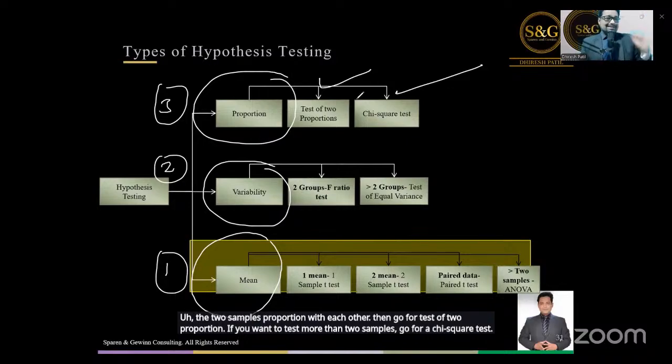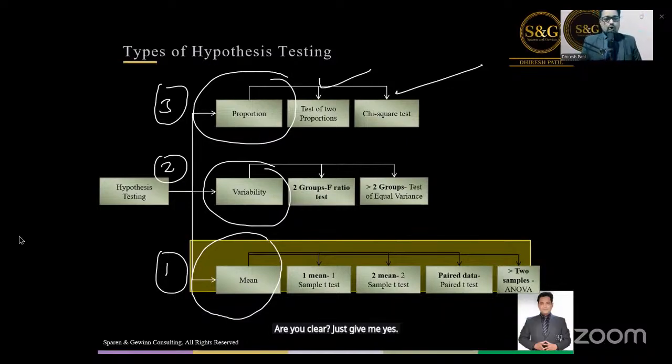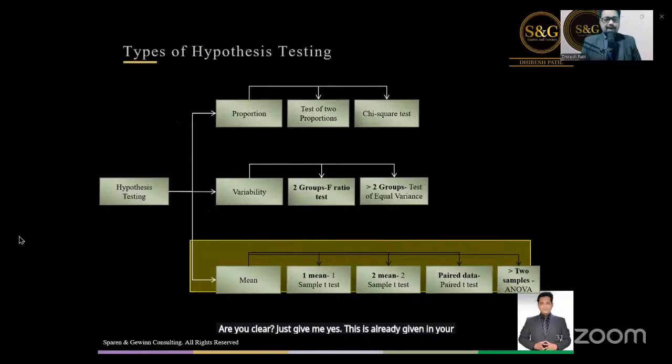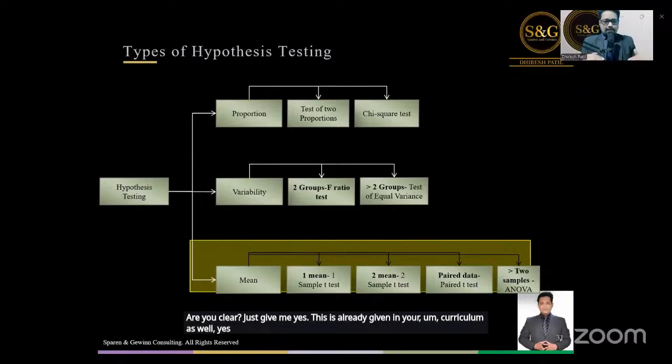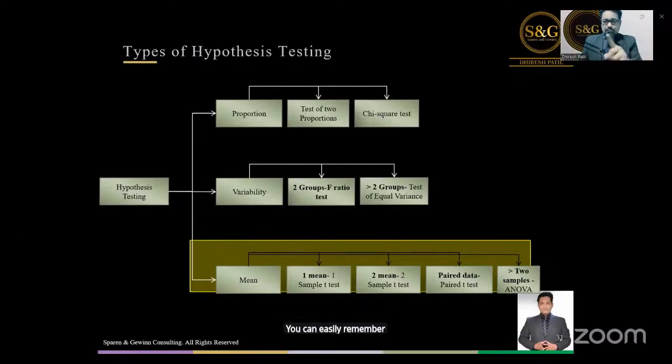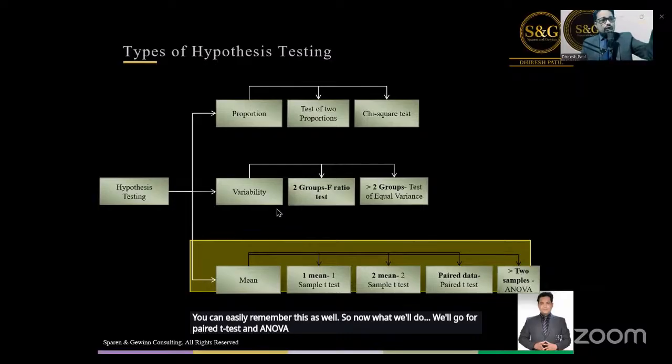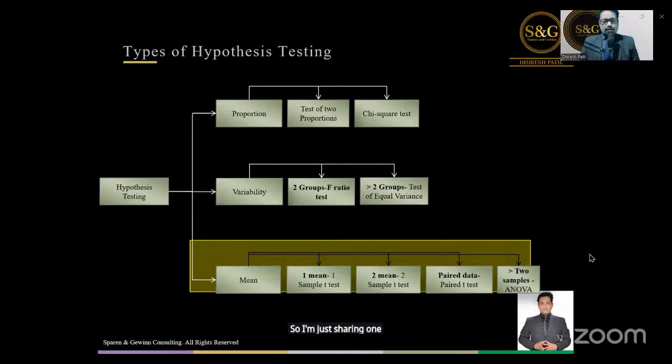Are you clear? Just give me yes. This is already given in your curriculum as well. Yes, very simple. You can easily remember this as well. So now what we'll do is go for paired t-test and ANOVA in the mean itself, then we'll go to the other factors. I'm just sharing one data file with you about paired t-test.